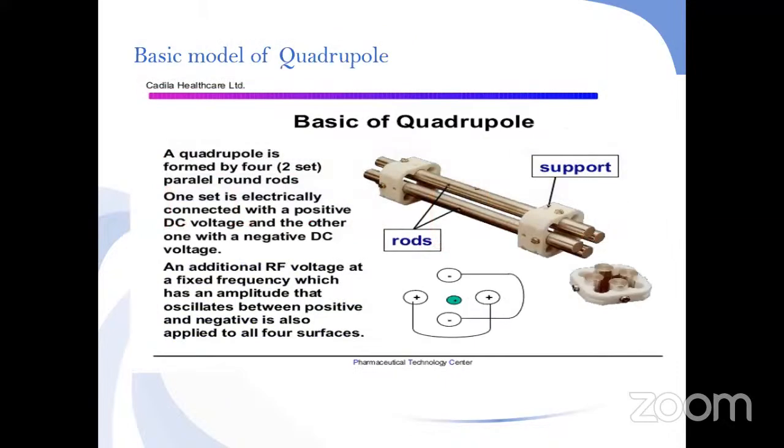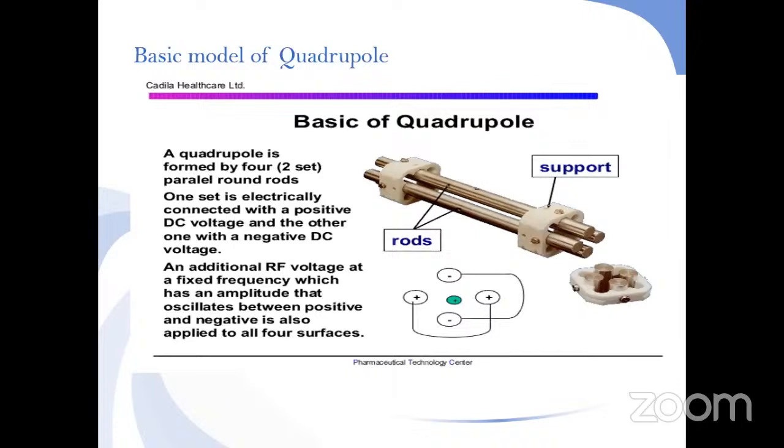quadrupole, that is, it is formed by a set of parallel round rods. One set is electrically connected with the positive DC voltage and the other one with a negative DC voltage. This diagram explains the quadrupole rods and the additional RF voltage at fixed frequency, which has an amplitude that oscillates between the positive and the negative. One side is positive and another one is negative. So this oscillates between positive and negative, which is applied to the four surfaces.